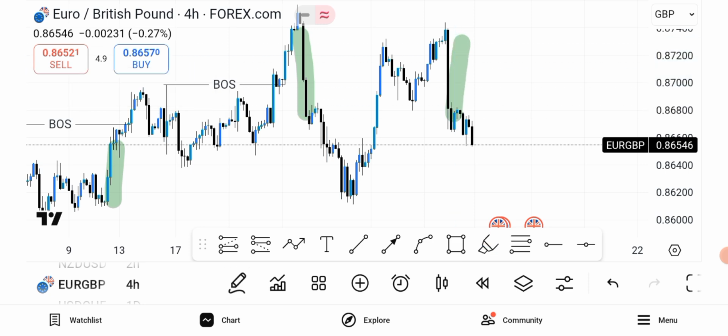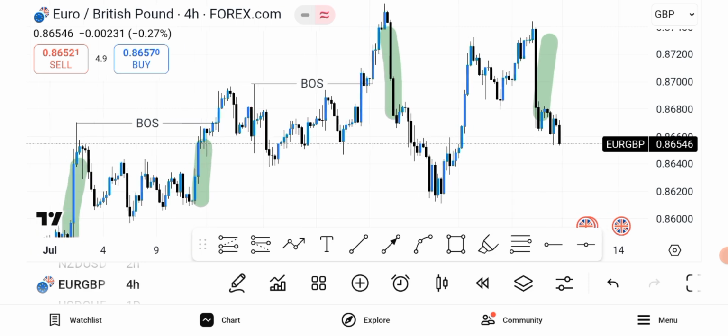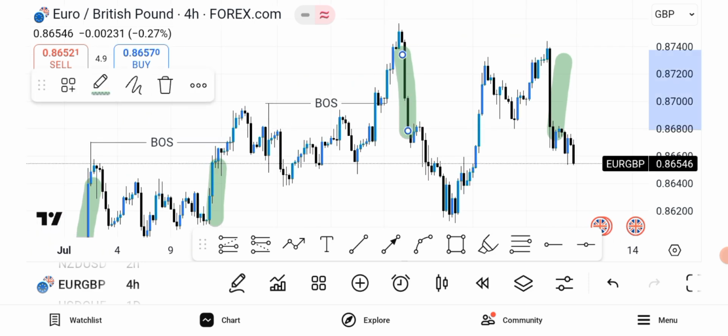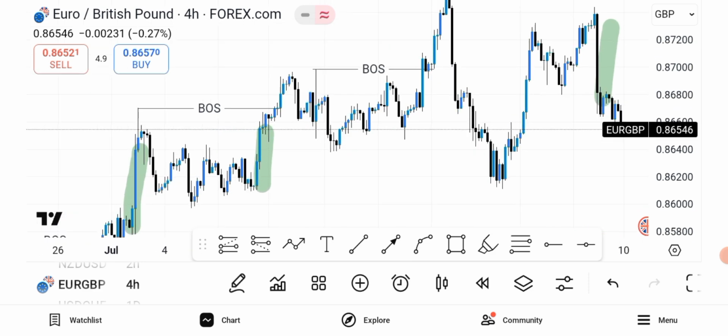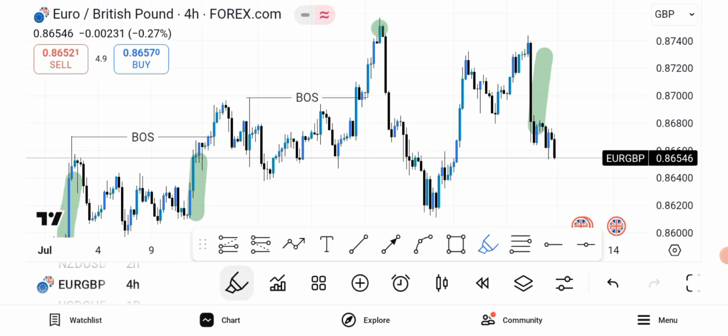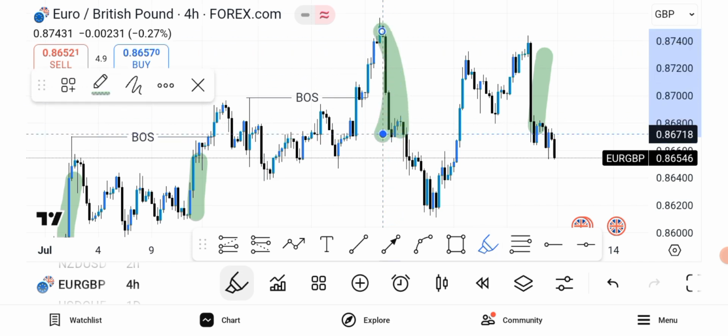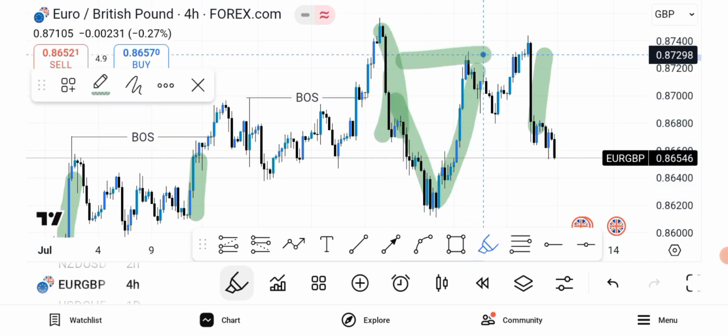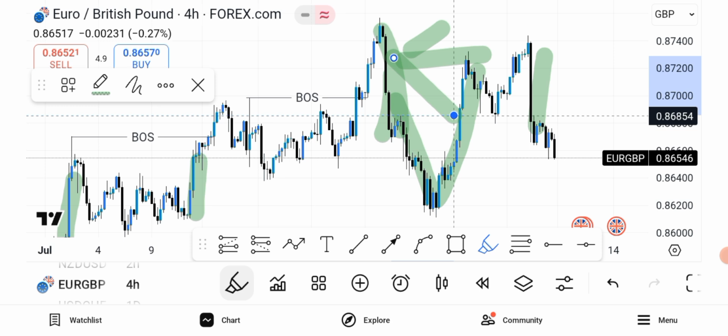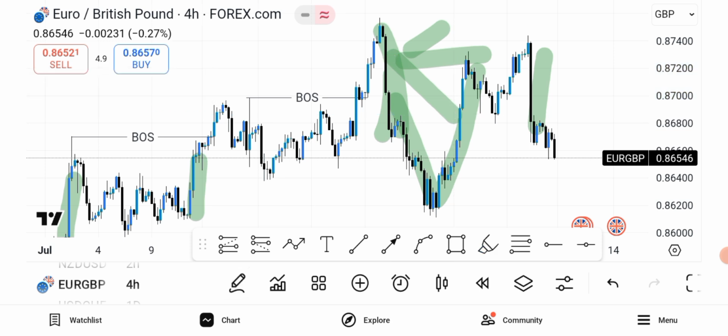Now this candle tells us the market is gonna come back to fill the gap they have left. As you can see, this candle tells us that the market is likely to come back to them to fill the gap they left. As you can see, it came back here. Let me remove this.